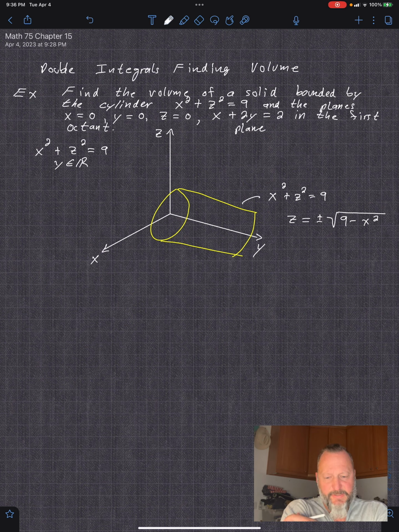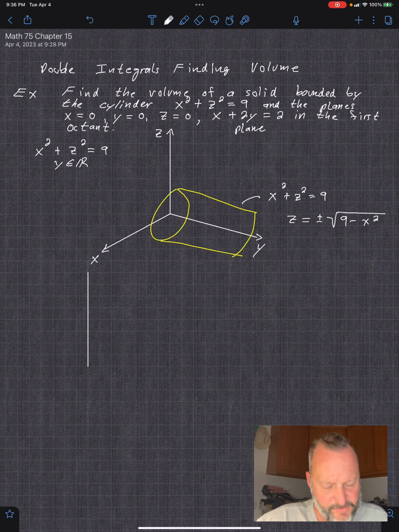Okay. Now what about the x plus 2y equals 2? So what are we going to do with that? So this right here, we want to graph that, we can in the xy plane, but realize it's going to come out along like a z-axis. So let's go ahead and do that. So you got to get these sketches down. You got to sketch stuff to see what it looks like.